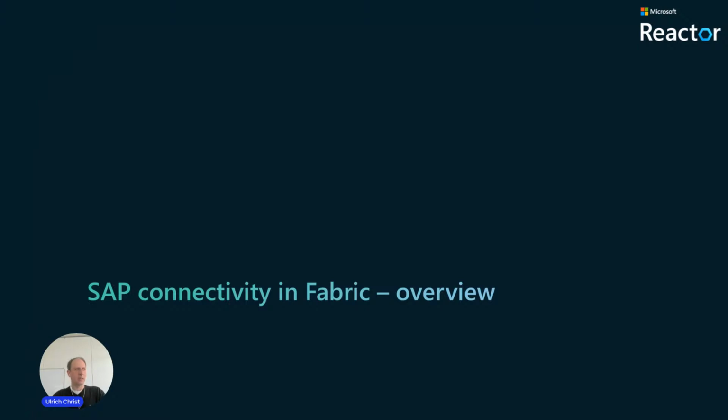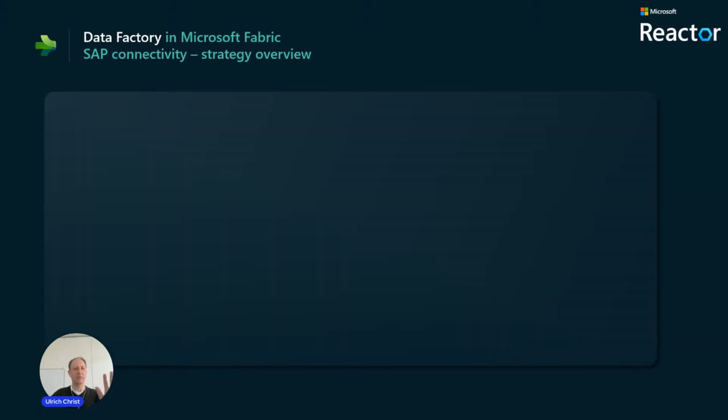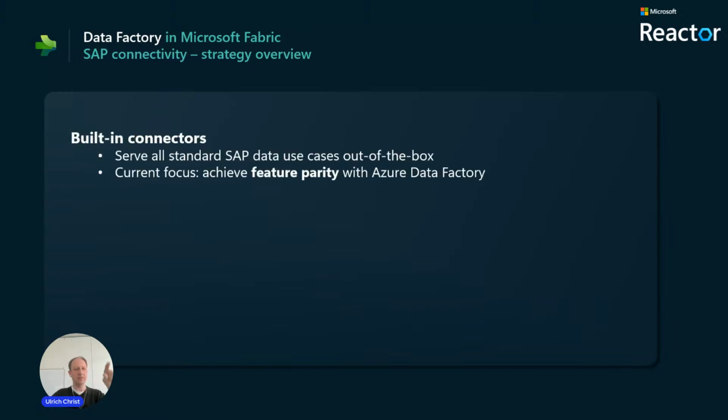So let's start with an overview of the strategy we have for SAP connectivity. And our strategy is basically based on 3 pillars. That's very important to memorize and to always keep in mind. We have a very broad strategy for SAP data, and there's a good reason for that. I'll come to that in a minute. So the first thing, and that's an obvious one, of course, since Fabric is a platform, we want to provide the 80% of the capabilities which customers need, especially in the context of SAP data integration, out of the box, right?